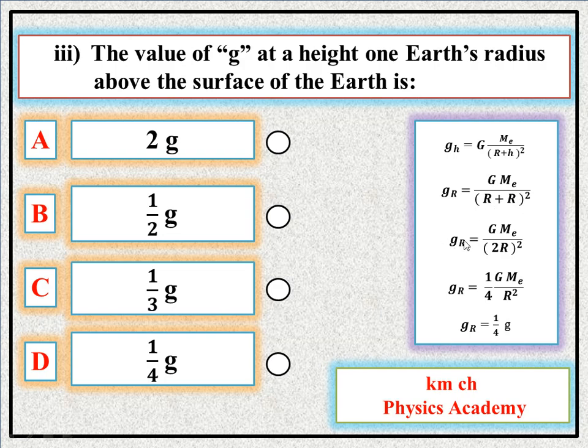So g_r is equal to G M e over (r plus r), that is (2r) whole square. g_r is equal to 1 over 4, since 2 square is 4, G M e over r square. This G M e over r square is the value of g. So g_r is equal to 1 over 4 g. So our option D is correct. So we will fill the circle in front of D with black ink.